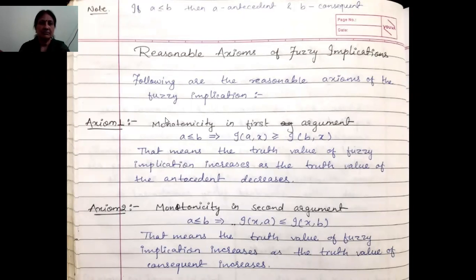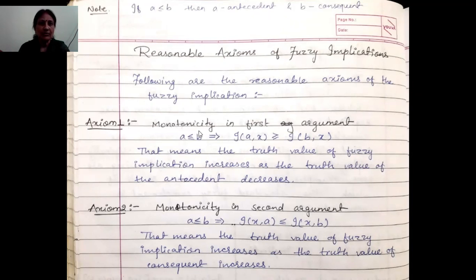Before we write the reasonable axioms of fuzzy implications, let us first learn this terminology. If A is less than or equal to B, then A is called antecedent and B is called consequent. So, with this in mind, let us proceed to define the reasonable axioms of fuzzy implications. There are 9 reasonable axioms of fuzzy implications. Let us first see in brief what the 9 axioms are.